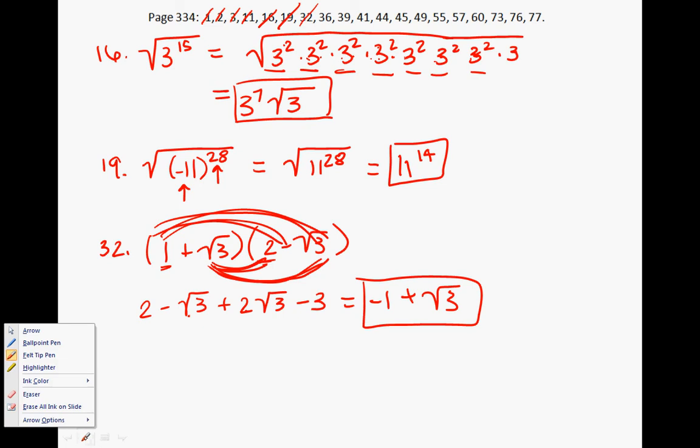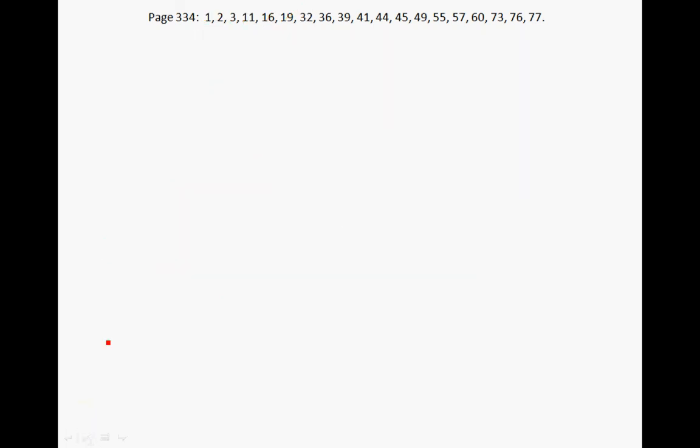Okay. So the next problem says 3 root 2 minus 4 root 6, squared. So we can rewrite this to make it a little easier to see.